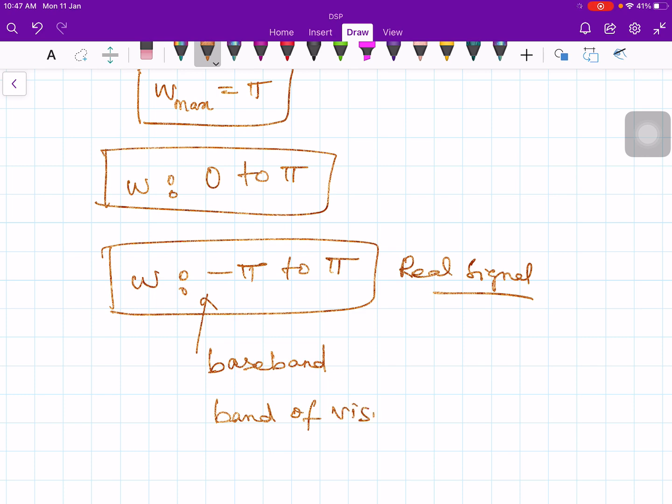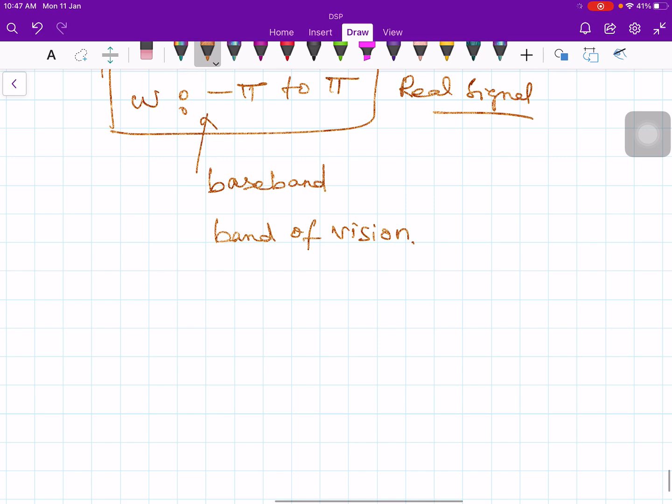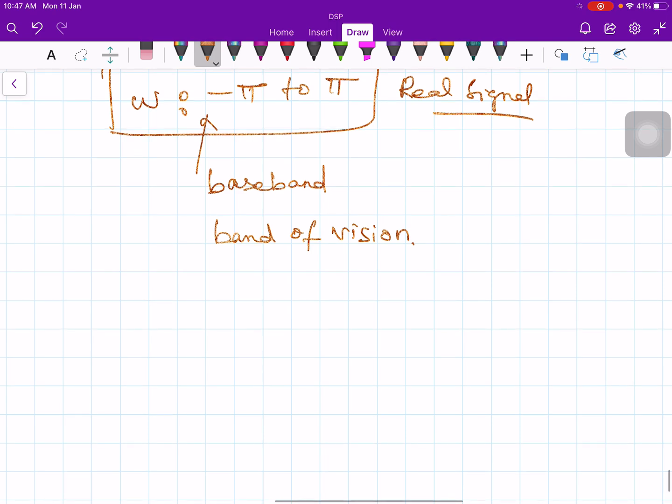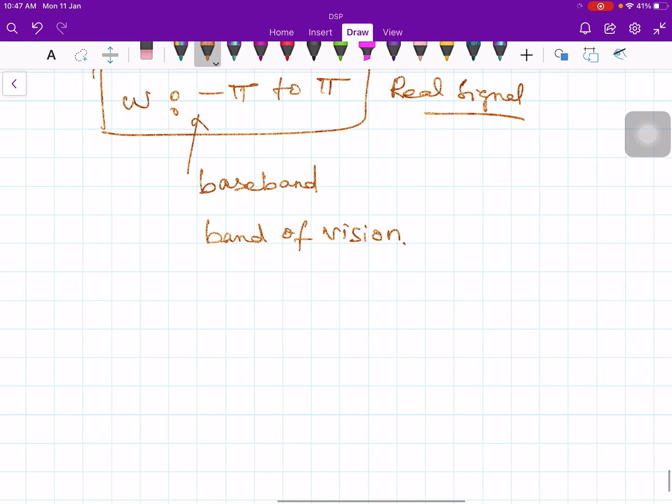So this is the beauty of digital signal processing. Band of vision means where you have to focus your attention in DSP. So this is a very important advantage of digital signal processing. Okay, so it is fortunate that our range of vision is minus pi to plus pi.